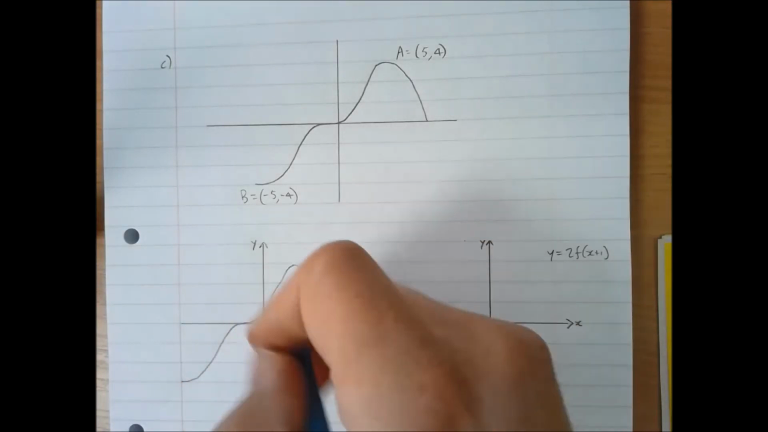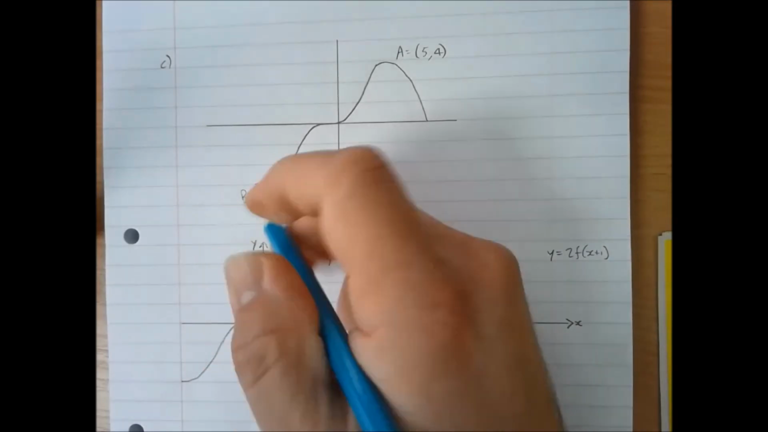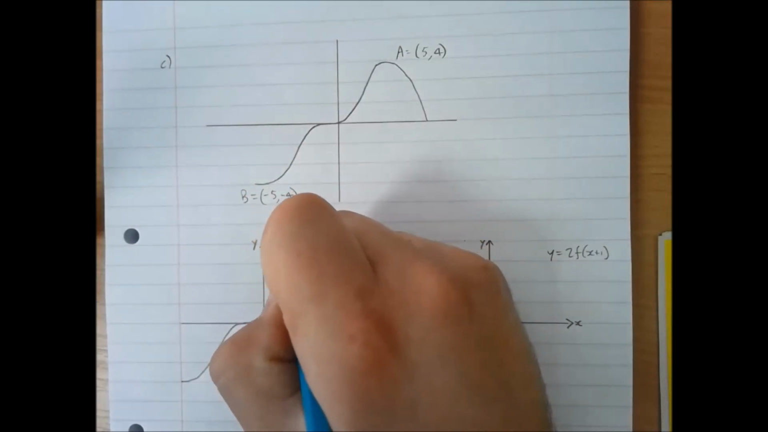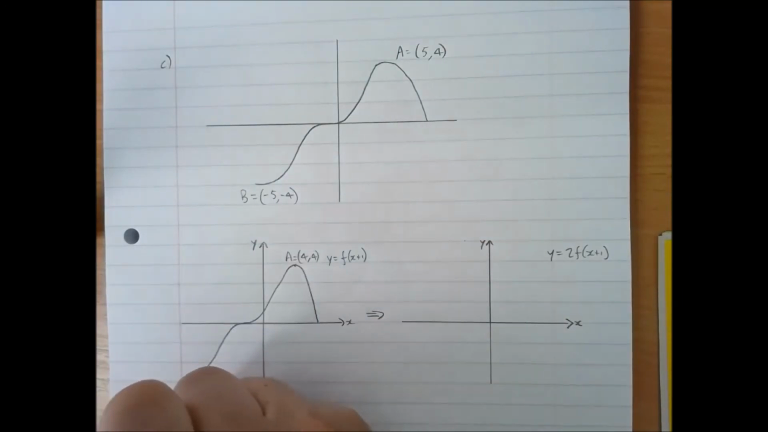I was only asked to do the coordinates of A and B, so I don't really have to worry about this one where the origin is moved. But A has now got coordinates (4, 4), and B has now got coordinates (-6, -4).